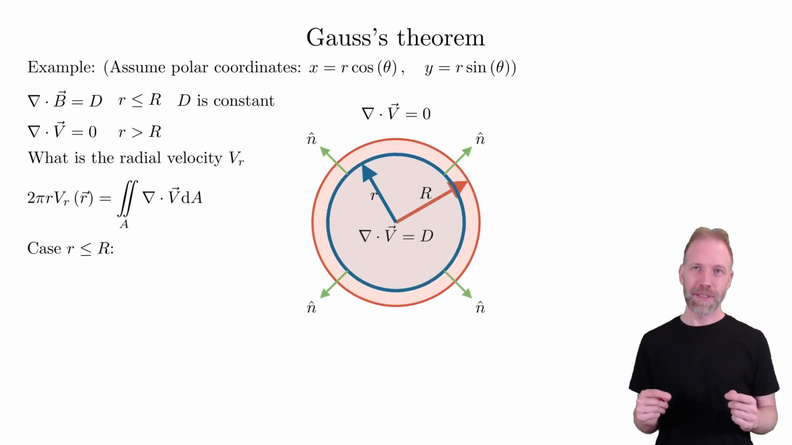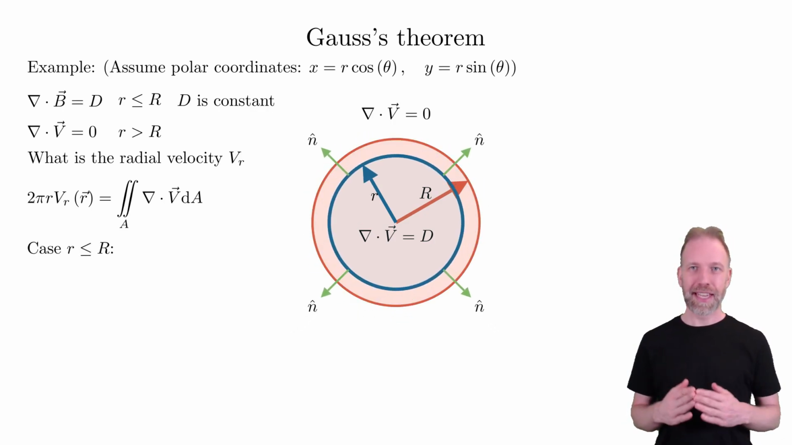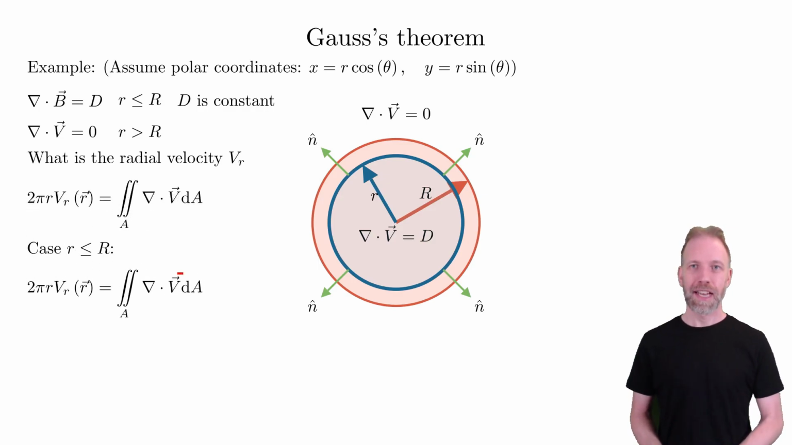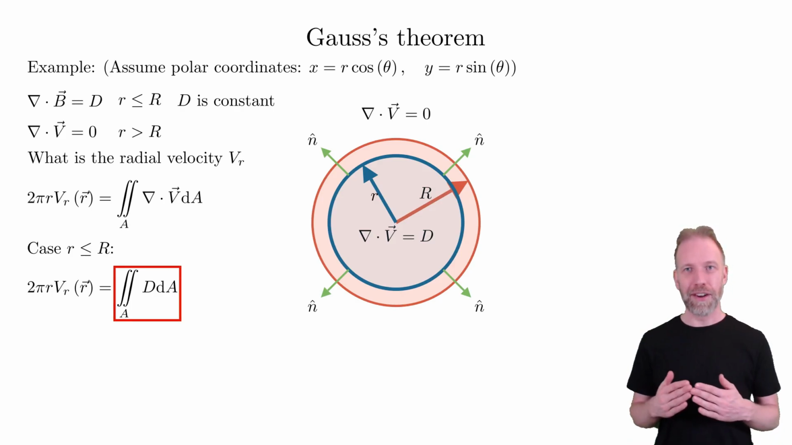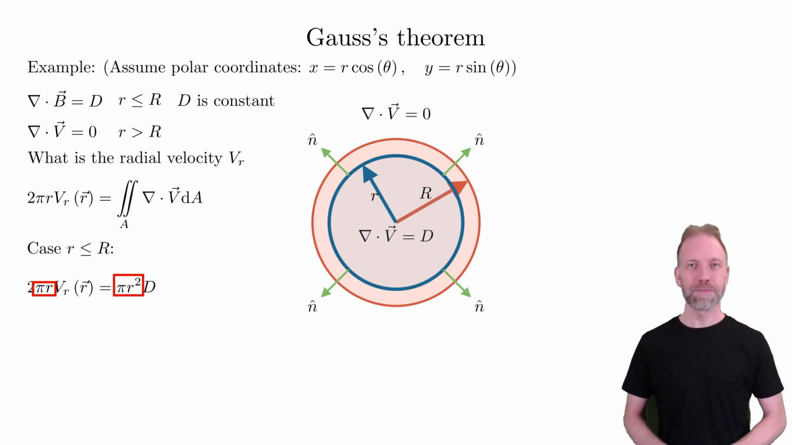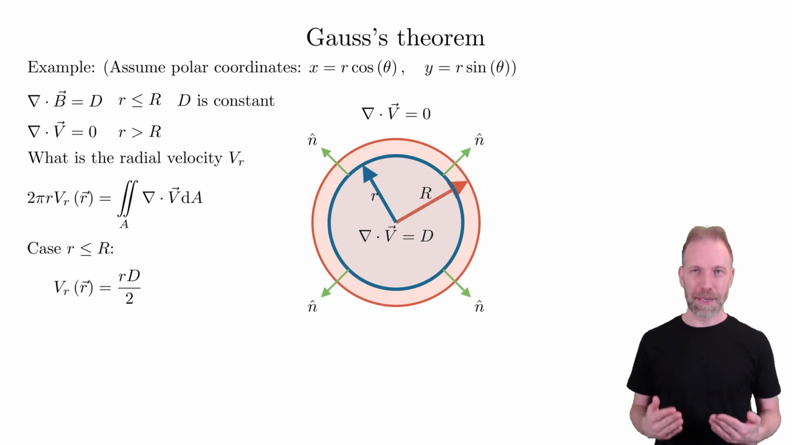For the area integral, we have two cases. Start with the case where r is smaller than the divergence region. We know that the divergence is constant here. Insert d. A constant integrated over an area is just the constant multiplied by the area. We can divide by pi r. And we get our expression for vr.